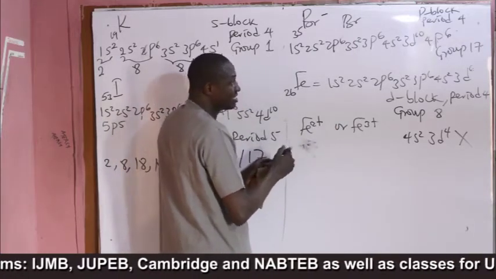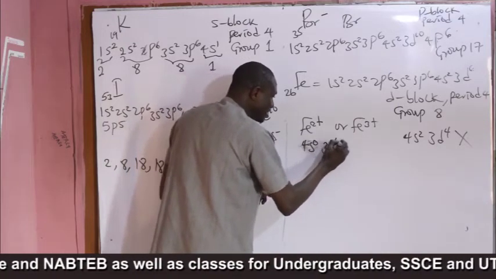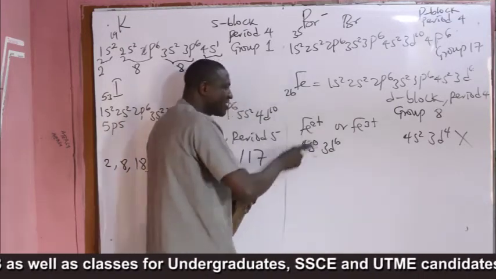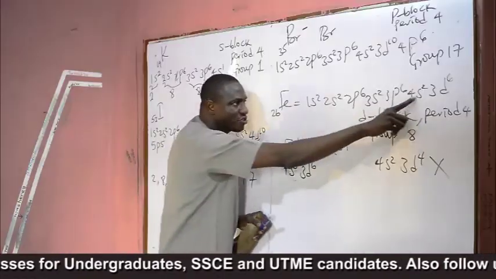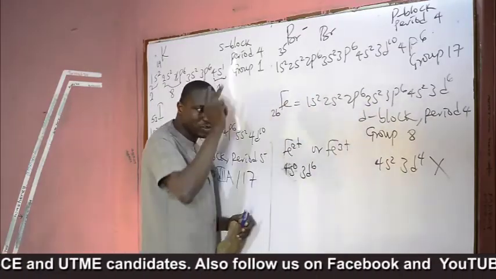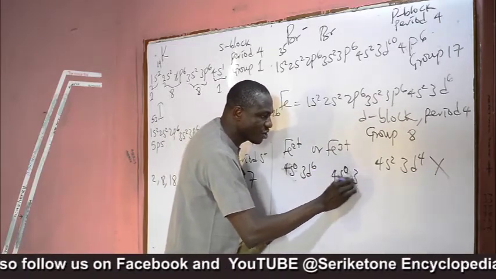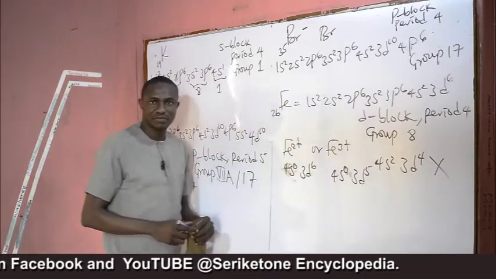4s2, and you can write this in terms of 4s0 3d6, meaning it has lost. So if the atom is losing one electron, that electron will come from 4s. If it is losing 2, they will come from 4s. If it is losing 3, 2 will come from 4s and 1 will come from the 3d.